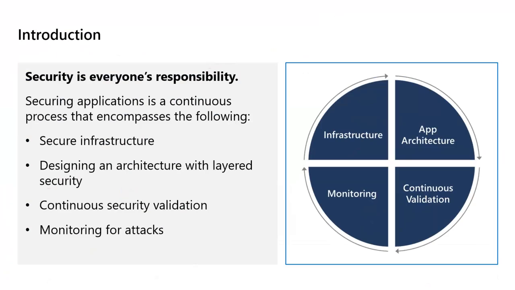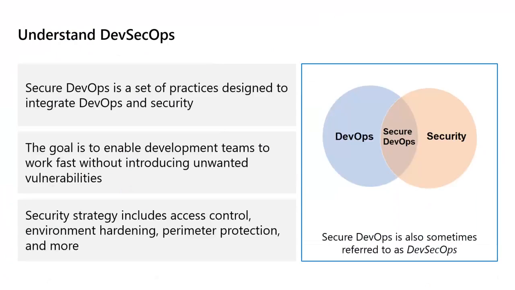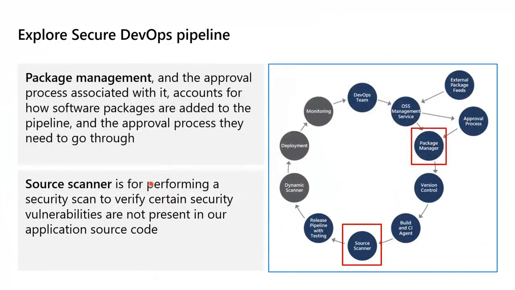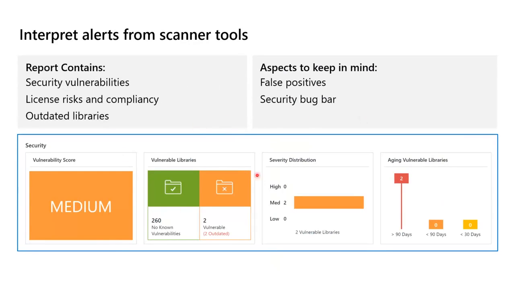Based on this, there is a set of practices known as DevSecOps, which is a set of practices designed to integrate DevOps and security. For example, in the pipeline, we can introduce source scanners, and these source scanners are going to give us reports once the pipeline has finished, such as the vulnerabilities and the severity. Very important to keep in mind that this can give you false positives. One example of this is WhiteSource Bolt.